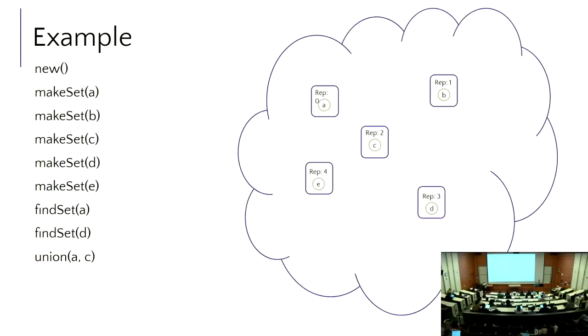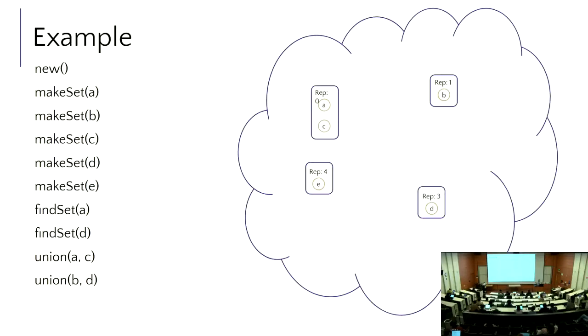Then I'm going to call find set of A, and find set of A would return 0. Find set of D would return 3. And then finally, I'm going to call union on A and C. When I call find set of A, I realize its representative is 0. When I call find set of C, I realize its representative is 2. So in this particular situation, those 2 items are going to get merged together.